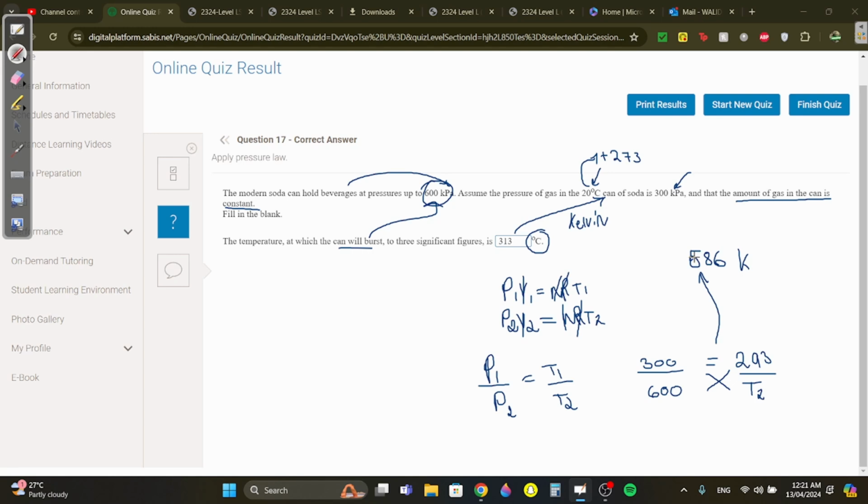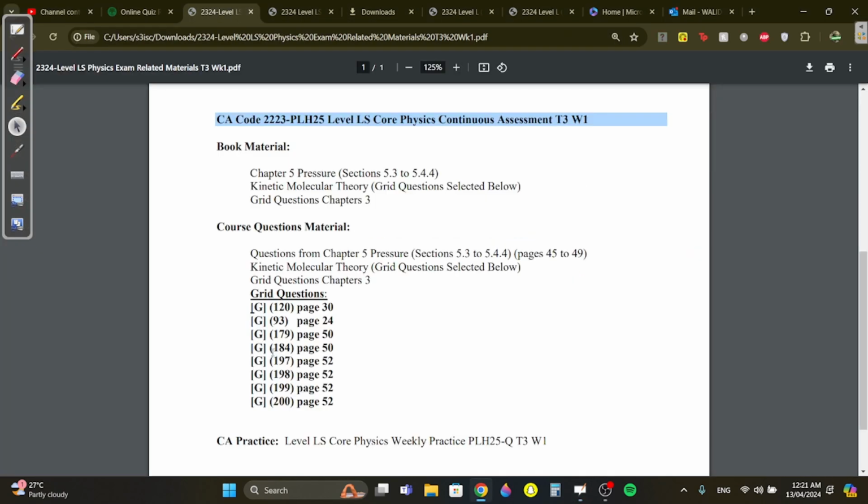You have to subtract 273, and you're going to get 313 degrees Celsius. Okay, well, we're not done, so let's do the grids.